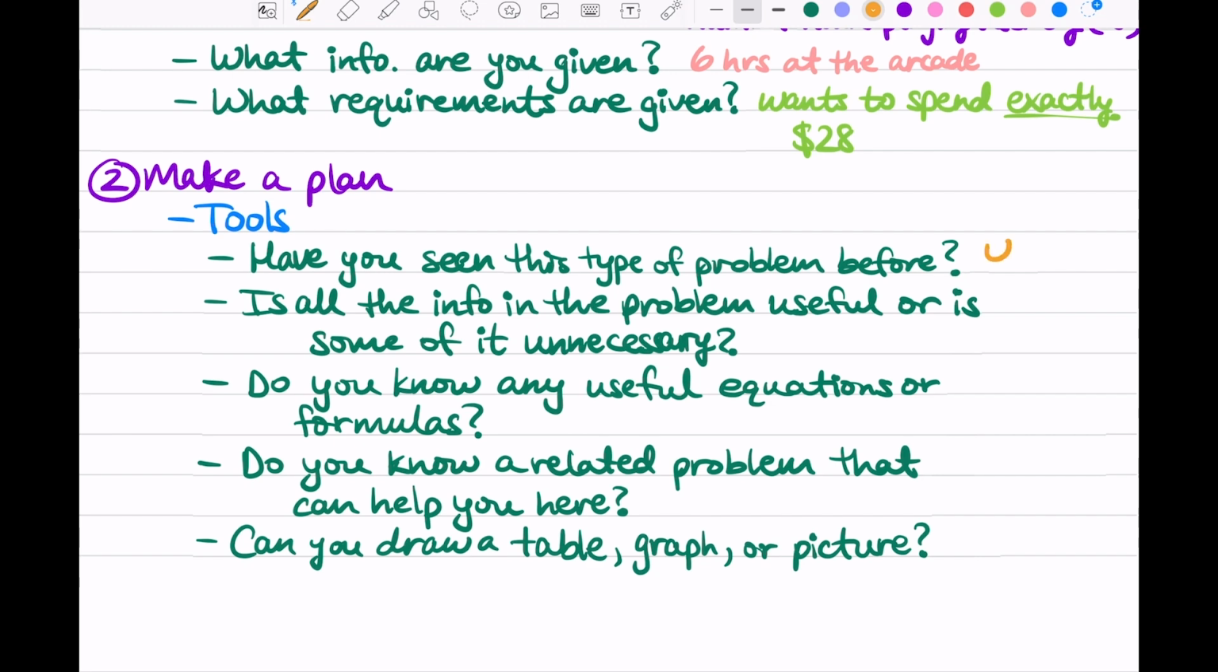So we have seen this type of problem. And if you did that problem on linear inequalities, it's a good idea to find that and see if it can help you here. Okay, let's look at the second question.